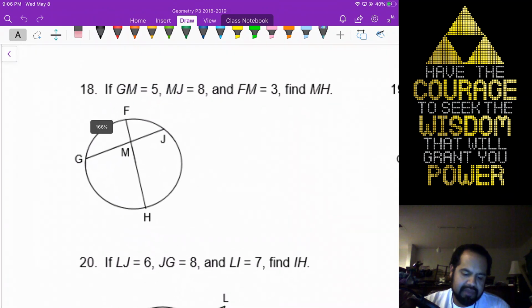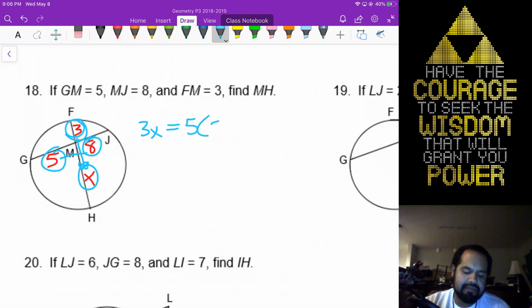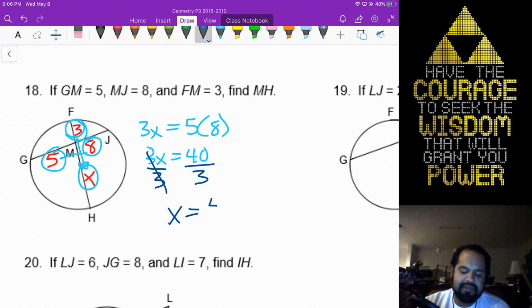All right. GM is 5. MJ is 8. FM is 3. Find the measure of MH. So this is the one I don't know. Well, the lines are inside the circle. They're intersecting. So this is the one where we say part times part. So we're going to say 3x equals 5 times 8. And we can't divide 3 evenly into there, so we simply say x equals 40 over 3.